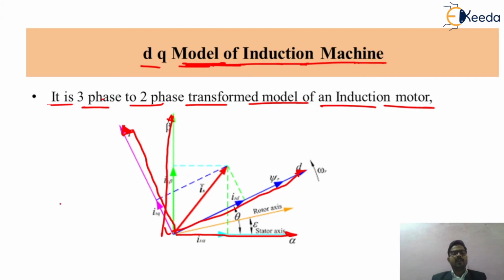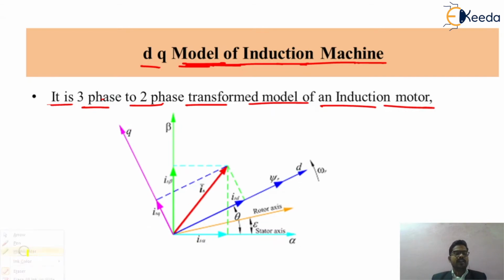Now I can erase this term so we can get the terms in detail. What will be the representation? Friends, this will be the alpha term, this will be the beta term, and this is the stationary frame. Now we have converted into the rotating frame, that is D, the dark line, and this is the quadrature axis. From the quadrature axis and direct axis, we get the components: the direct axis component will give you the production of your flux, and the quadrature axis will give you the production of your torque.